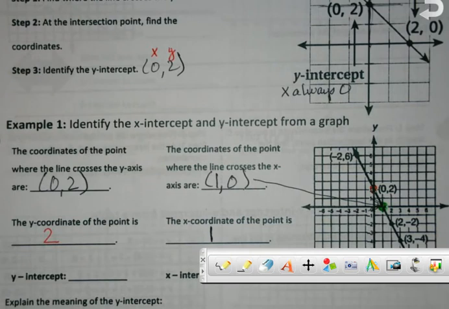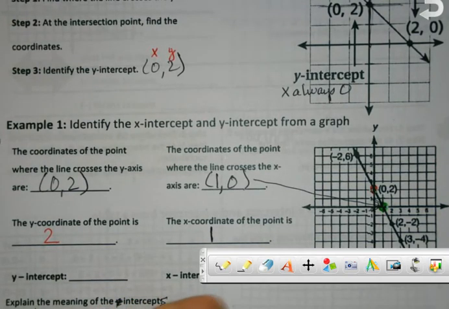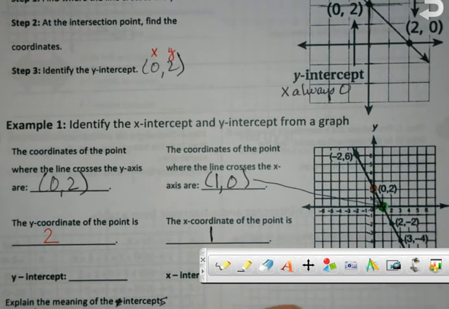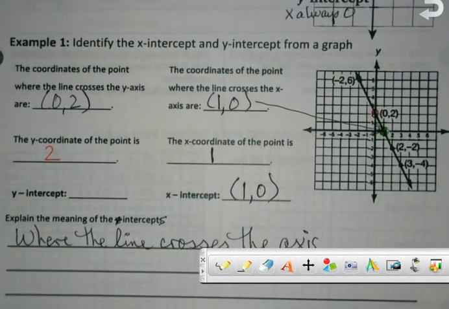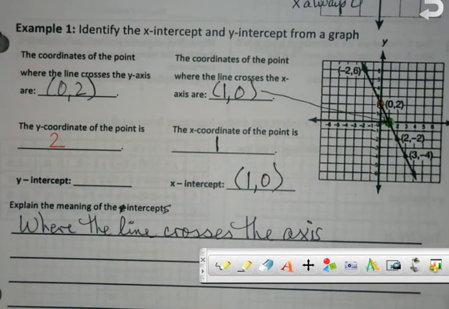We could even explain the meaning of intercept. Exactly. The line crosses the axis. If it's the y-intercept, it's the y-axis, the up and down. If it's the x-axis, it's the one that goes side to side, it's horizontal. That's our biggest thing right now: understanding x-intercept crosses the x-axis, y-intercept crosses y.